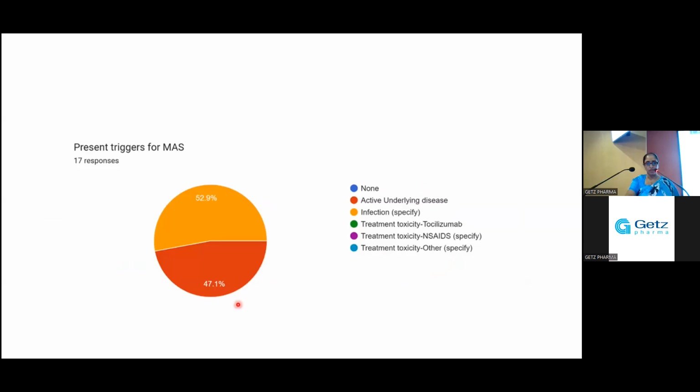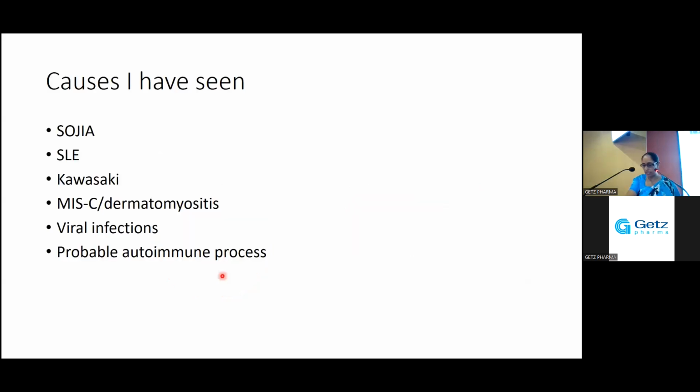I'll come to that. So these are the triggers. The world always talks about the triggers. They are said to be viral infections and disease activity. We have seen only those: active underlying disease and infection. And the world talks about biologics triggering MAS. We haven't seen any of those cases. At least we haven't used many biologics in our cohort.